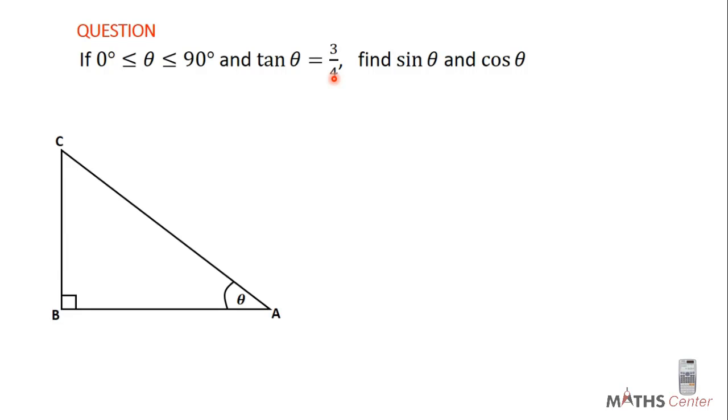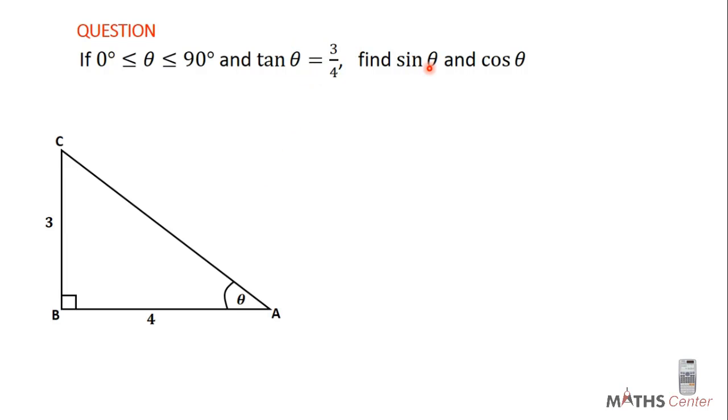We know that tan theta is opposite over adjacent. So it means that in this diagram, the opposite to this angle, which is BC, is 3. And the adjacent to this angle, which is AB, is 4. So from here we can say that tan theta is equal to opposite, which is 3, over adjacent, which is 4. So it represents what we have here.